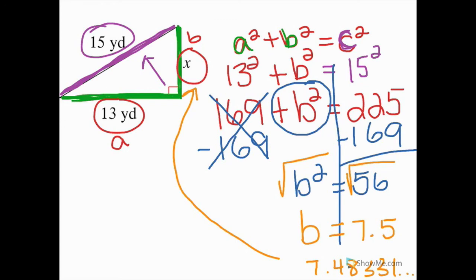So I know that that missing leg or that missing side length is, I don't really have room to write it up here, so I'm just going to write it over here. I know it is about 7.5 yards.